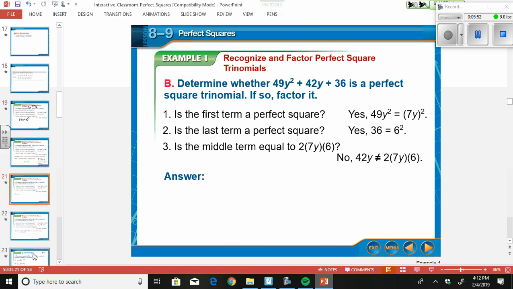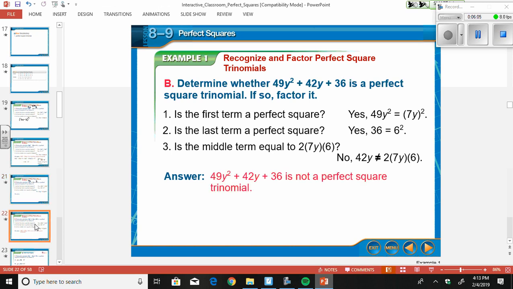Again, determine. So 7y would be your a, your b would be 6. So 7 times 6 is 42, times 2 is 84, so this is not a perfect square trinomial.